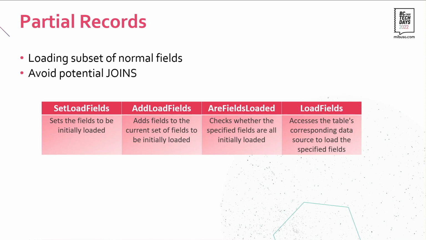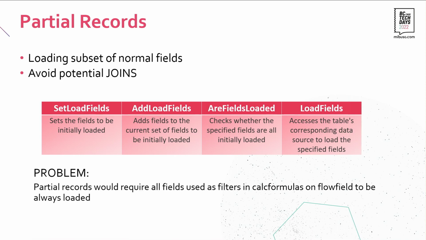We have 4 methods available for partial records. This is set load fields, that will help us to initially set the fields that we want to load, and then after that, for example, if we are in some subscriber and we need some new fields from it, we can just use add load fields method, which will basically add new fields to already existing ones that are set in set load fields. We have our fields loaded and load fields method also.